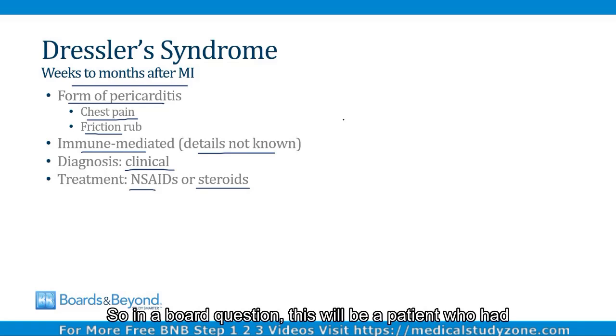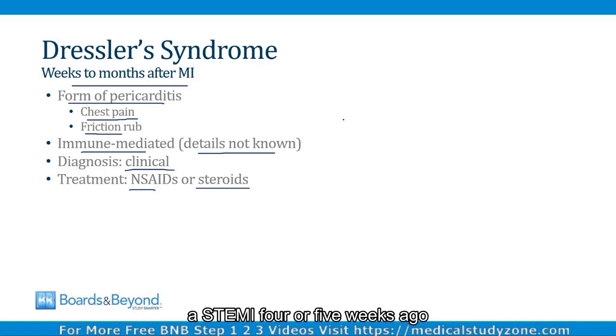So in a board question, this will be a patient who had a STEMI 4 or 5 weeks ago and now has typical features of pericarditis. That patient has Dressler syndrome.